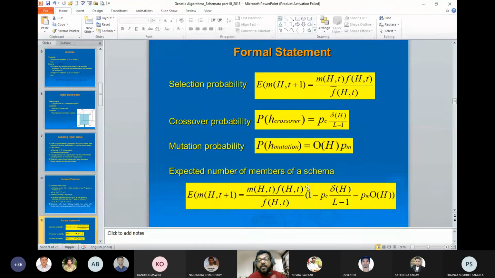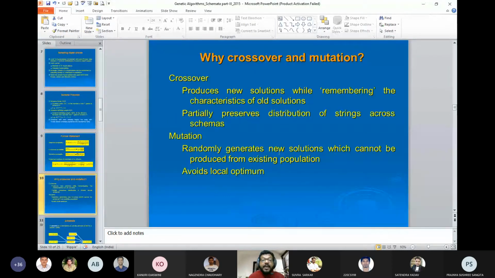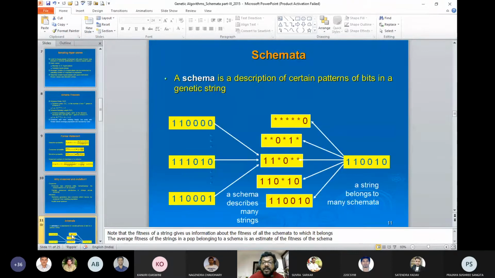So here, before defining these things, we'll move to the different operations. We have defined crossover and mutation. And now the schema is a description of certain patterns of bits in the genetic string. So if I look into three strings, maybe all three fall into one schema, and we can find that a particular string belongs to any of the schemata. Okay, so this is the way the schema is defined. I think this is clear.